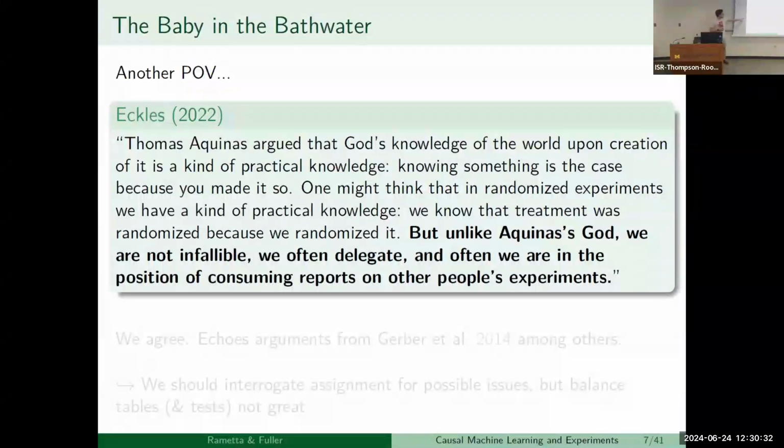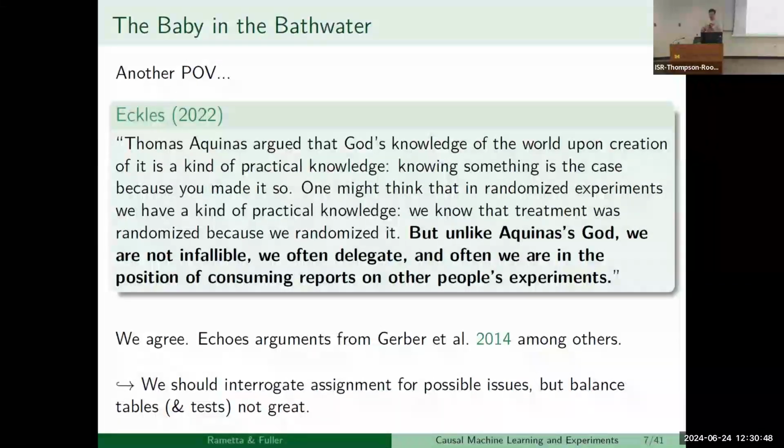But in practice, he says, we're not infallible, we're going to delegate this decision to somebody else, and then in some circumstances, we're just absorbing information about other people's experiments. So this is a kind of call for epistemic humility. Like, all sorts of things could go wrong. We agree with this. So we're going to propose a different test, that hopefully I can convince you is a good idea.